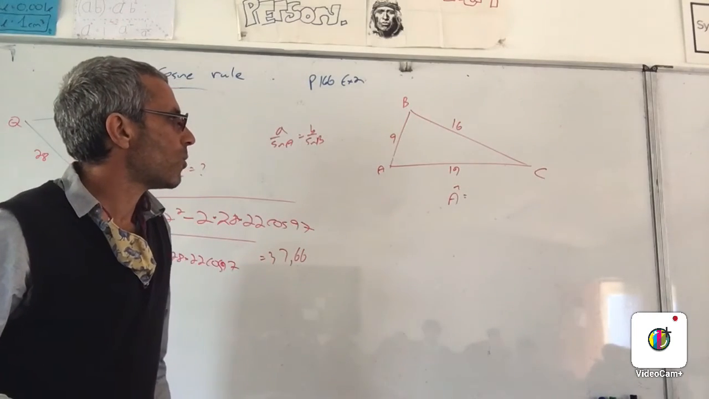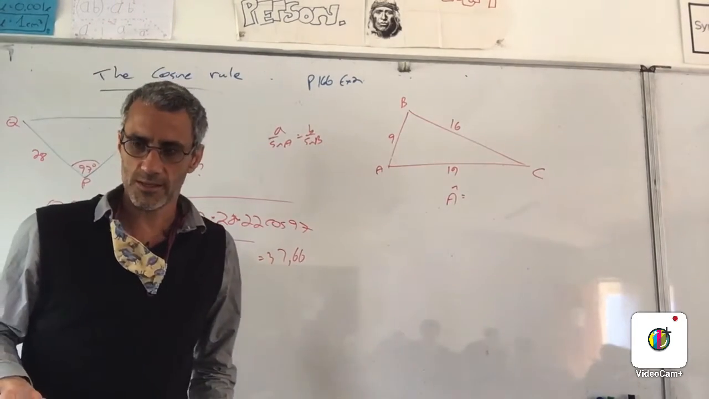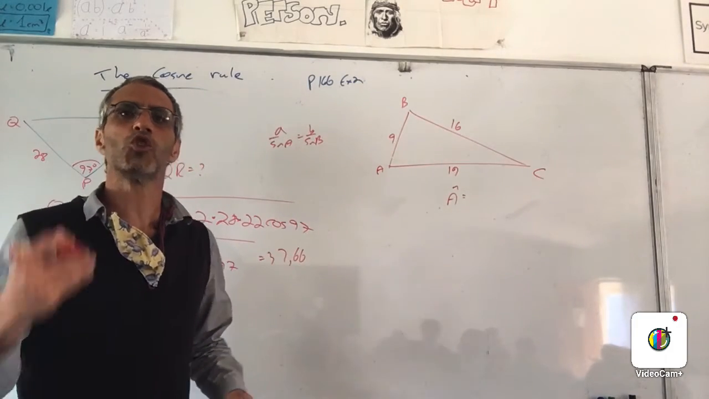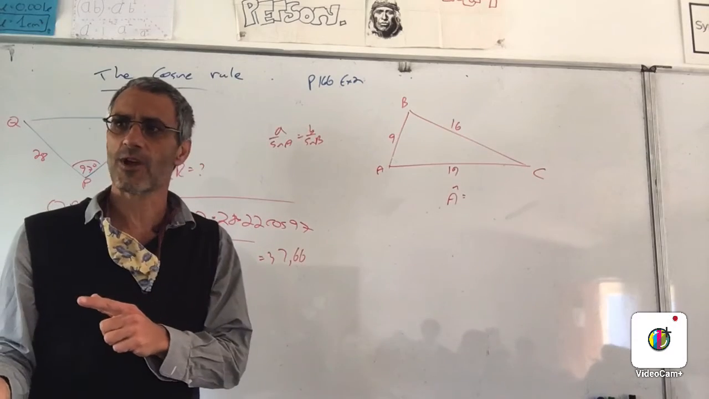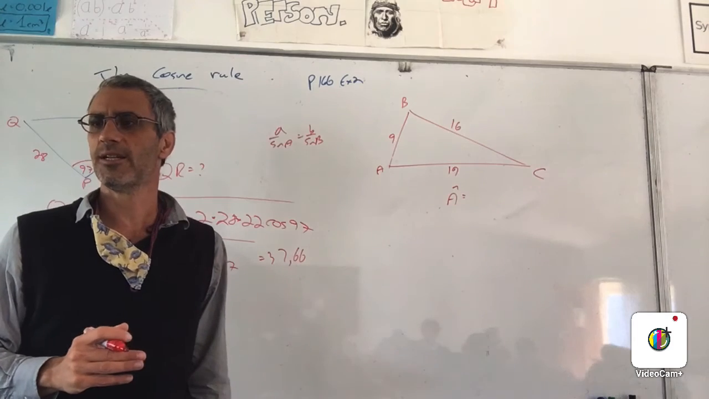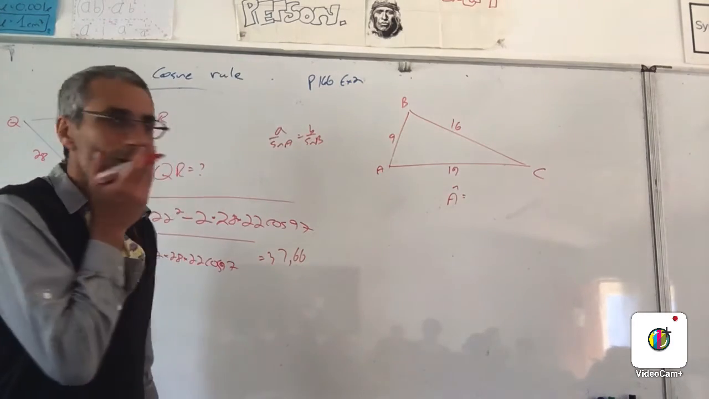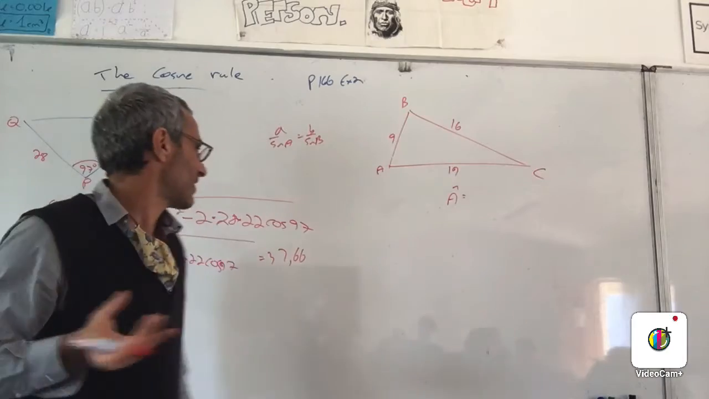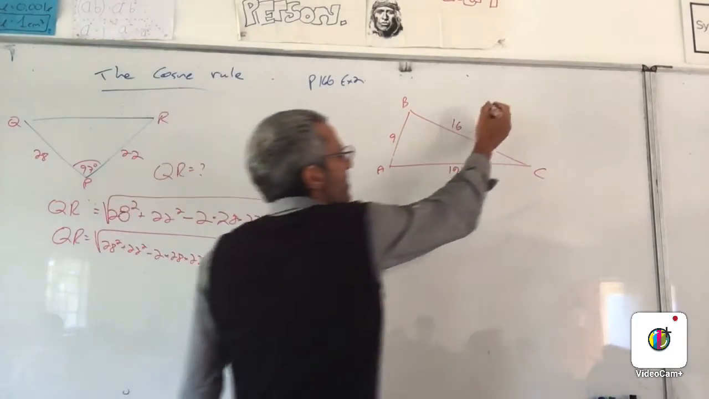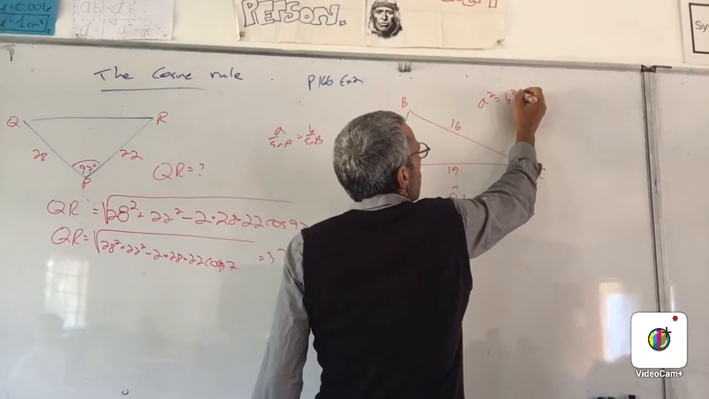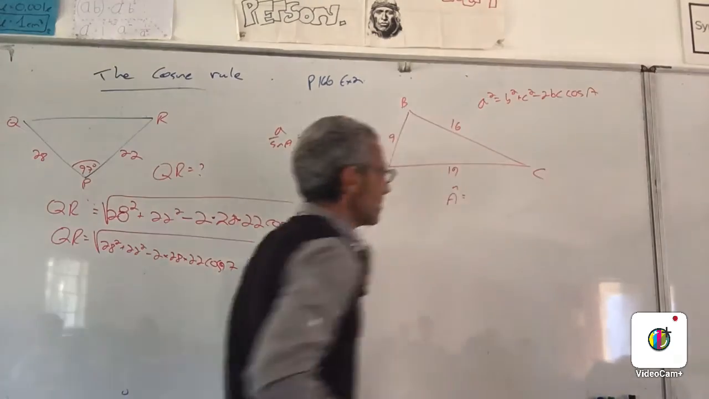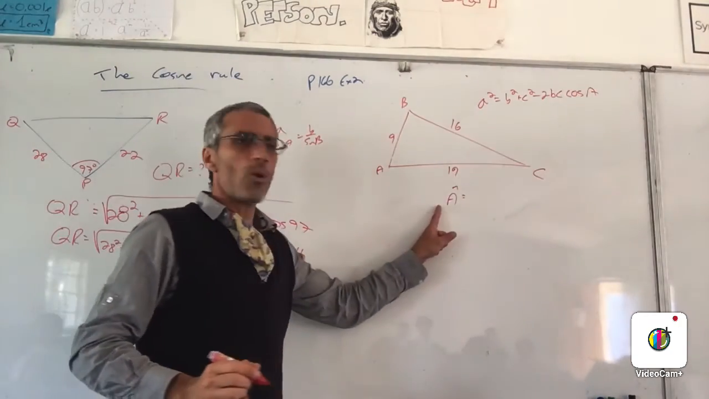Now, what does the cosine rule say? It says that a side squared is equal to the sum of the squares of the other sides of the triangle minus 2 times the two sides times cosine of the angle between them. You need to understand it. I'll write it down for you: a squared equals b squared plus c squared minus 2bc cos A. Now, here we want to find the angle.